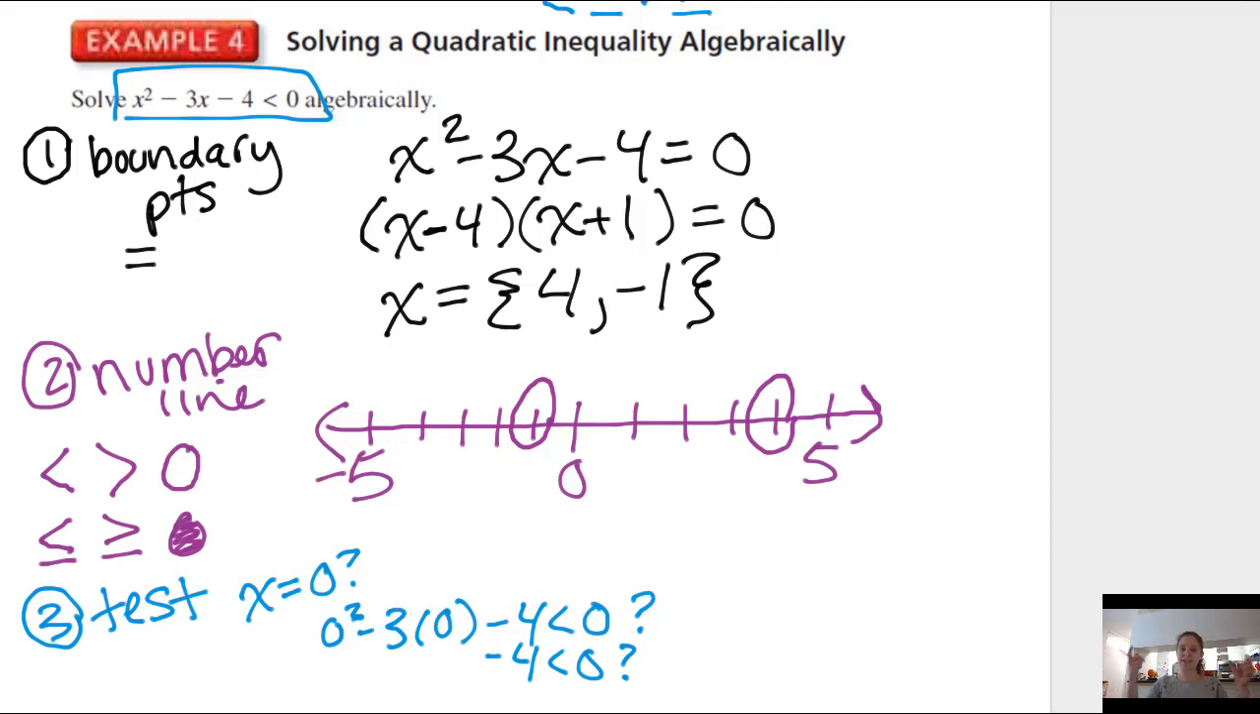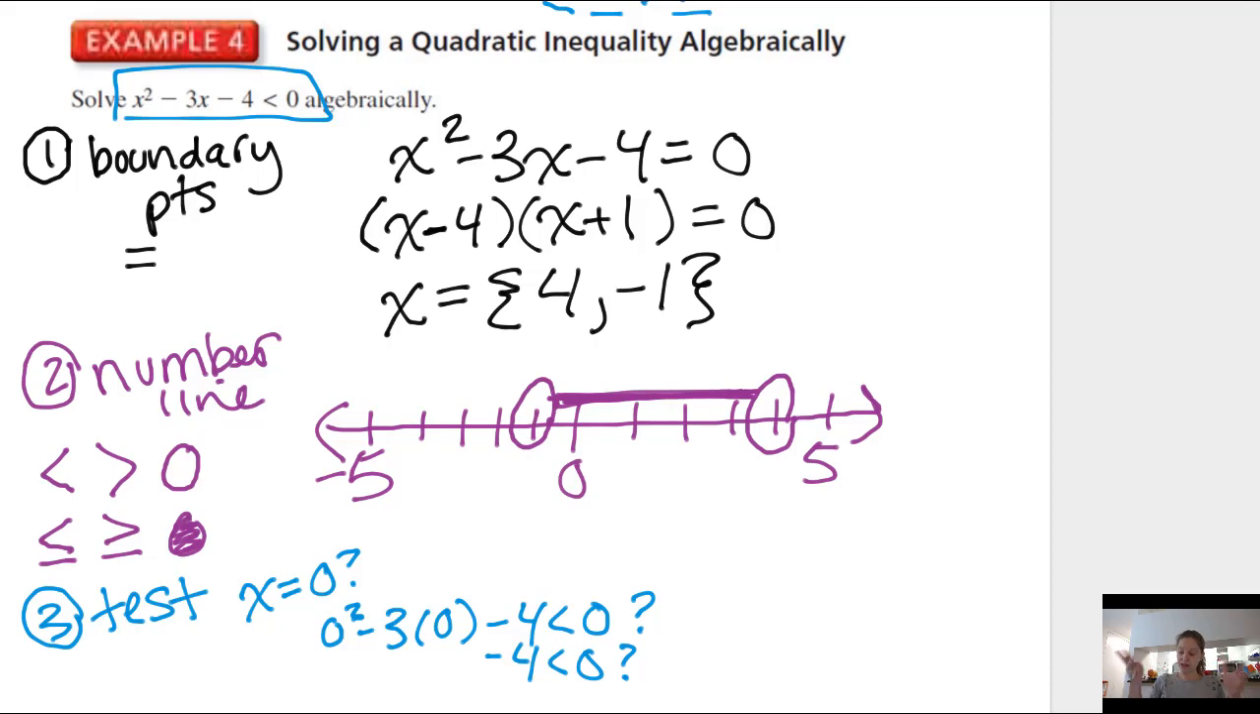Yes. So that means that point is included in the interval that makes it true, which means I can shade between my boundary points. These are the x values that make the inequality true. If you didn't believe it or wanted to test it further, you could test points on the outside, like you could test x equal to positive 5 and make sure that made the inequality not true.